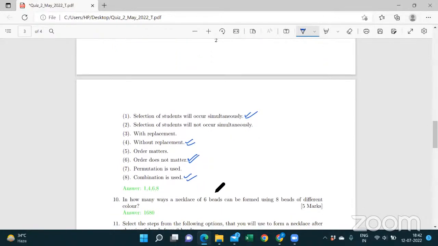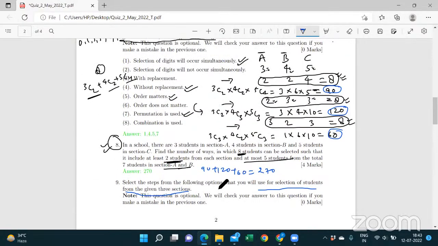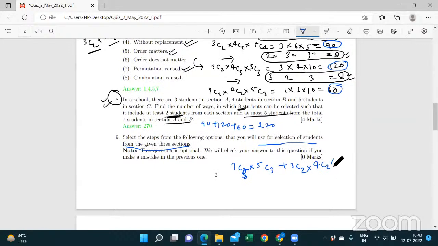Okay. Come to this next one. So tell me. Sir, in this number, I did 7C5 into 5C3 for the first week, instead of bifurcation. Then plus 3C2 multiplied by 4C2 multiplied by 5C2. So this came out as 300.